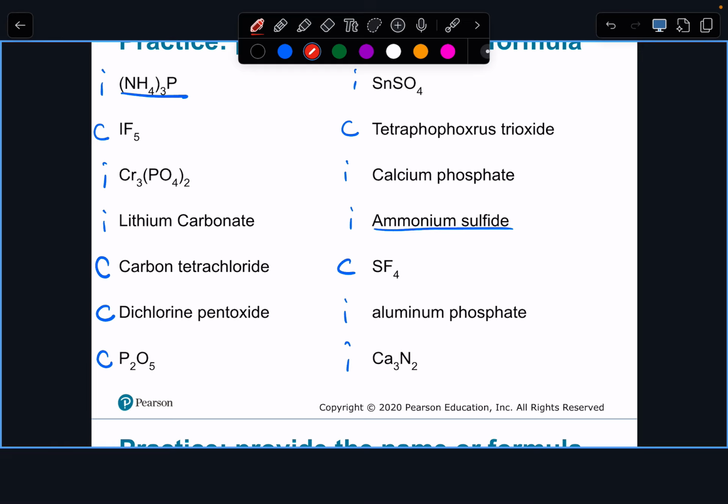All right, so all of these, there's formula to name and name to formula. So in this case, iodine, so we don't say mono, and then there's 5 fluorines, so we're going to say pentafluoride. Again, the ending changes to "ide." The next one here, carbon tetrachloride. So 1 carbon, 4 chlorines. Tetra is 4.